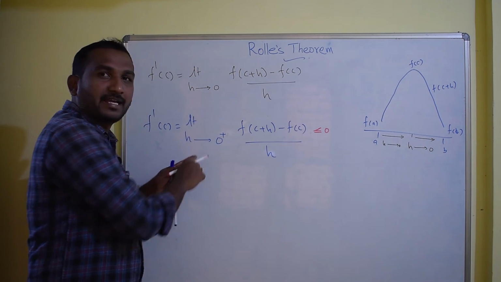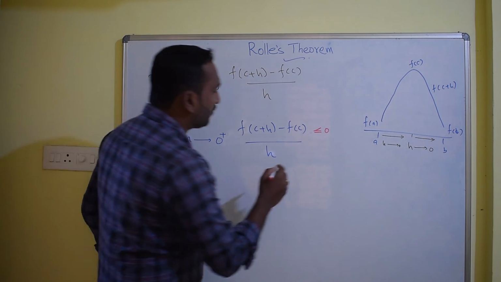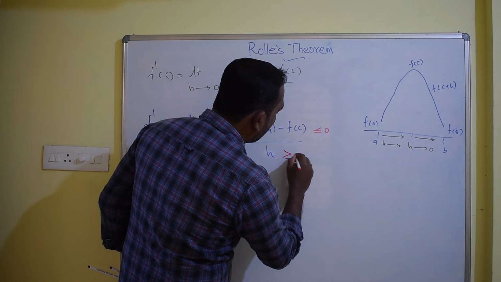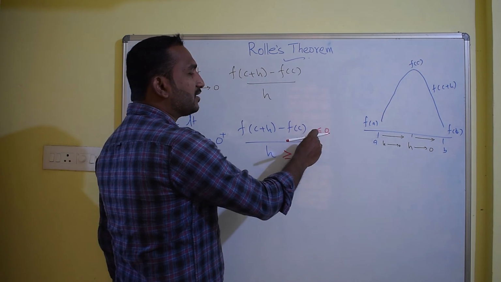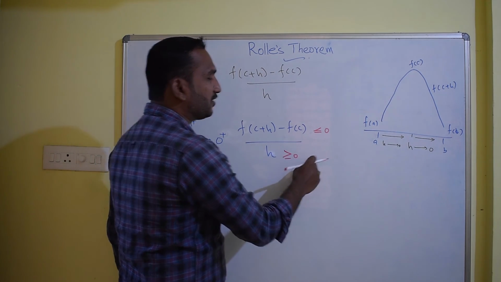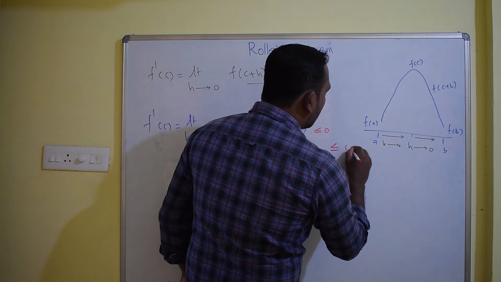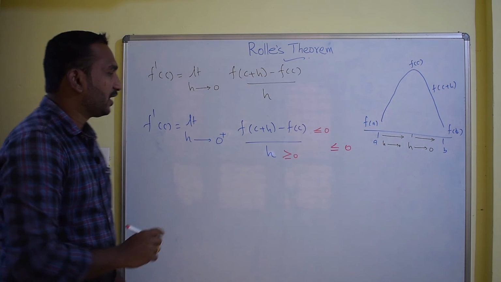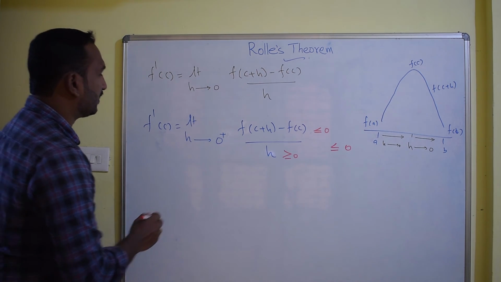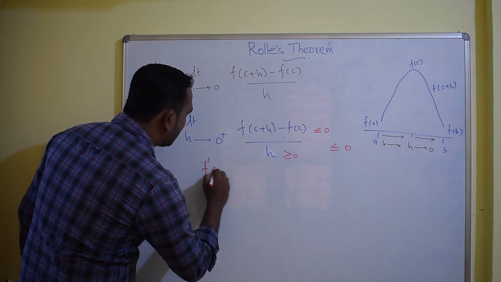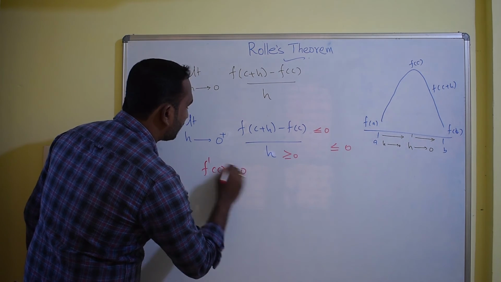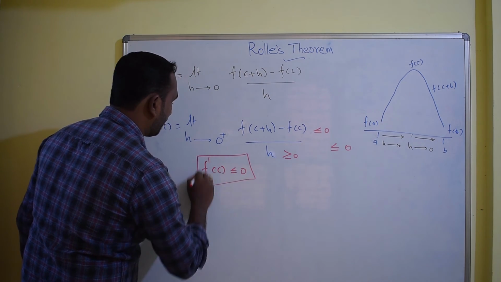And already h is the positive value. So this will become greater than or equal to 0. That means this is negative and this is positive. So obviously this value will become less than or equal to 0. That means we can conclude that here f dash of c is less than or equal to 0. We got one point. Correct?